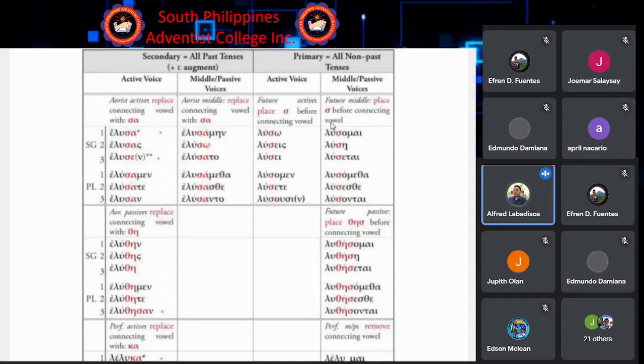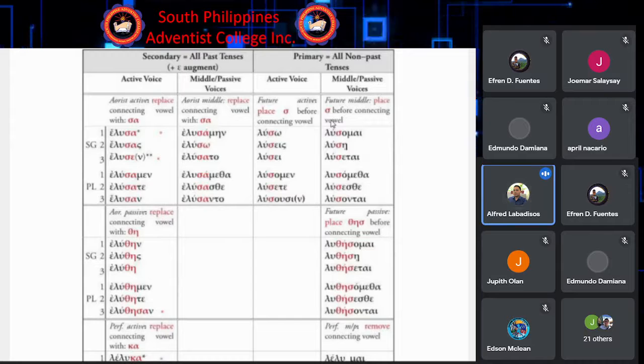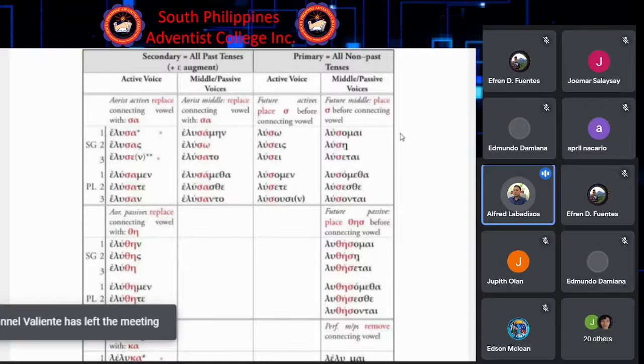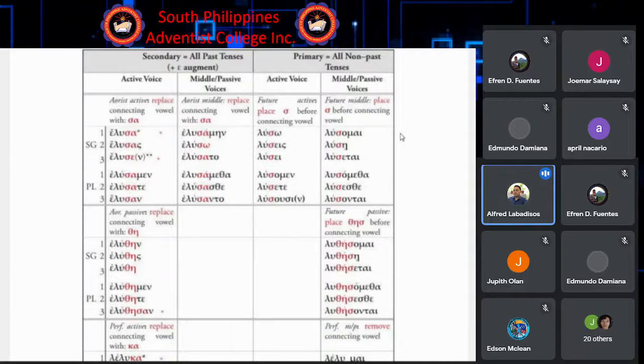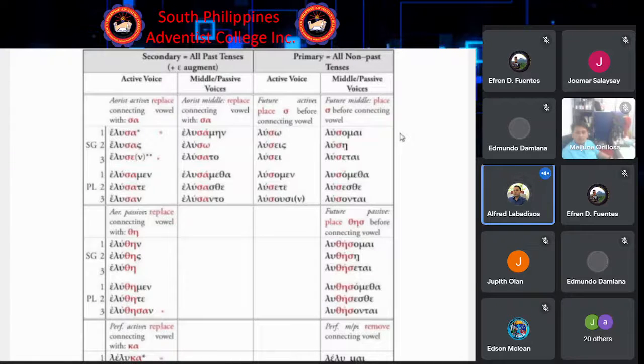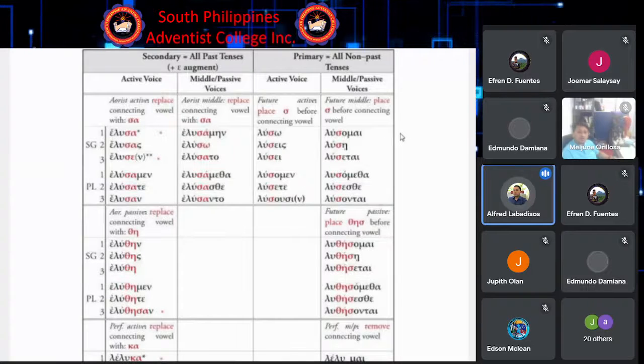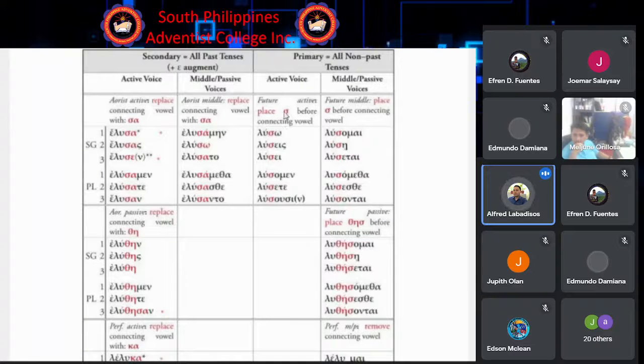Now, also in the middle, the tense identifier is sigma, and the endings of the future middle follow the endings of the present middle. So that's why I told you a while ago that you have to memorize the present forms for active and middle or passive, because they become the basis of other tenses. In this case, the future tense bases the endings on the present. However, only the tense identifier is added. The tense identifier for active future and middle voice future is sigma.